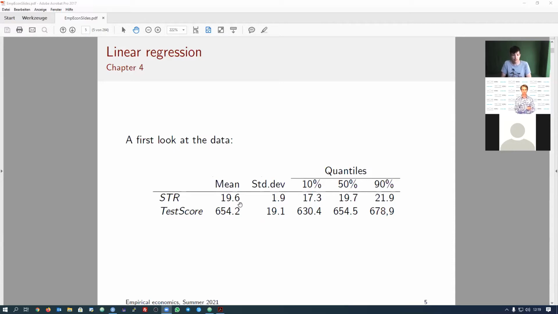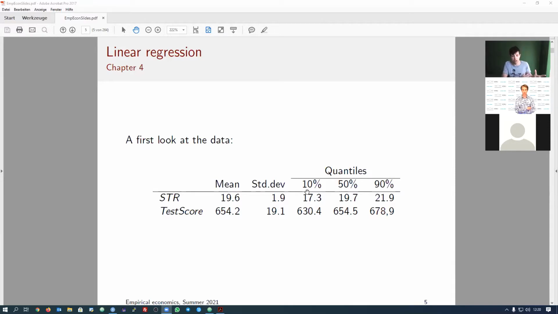And as you can see, we have an average class size of roughly 20 students with a rather small standard deviation of about 2 students. And we see the 10 and 90% quantile and the median reported in the table. Class sizes are somewhere between 17 and 22, and the median is close to the mean, also almost 20. So in many cases, we have classes around a size of 20.